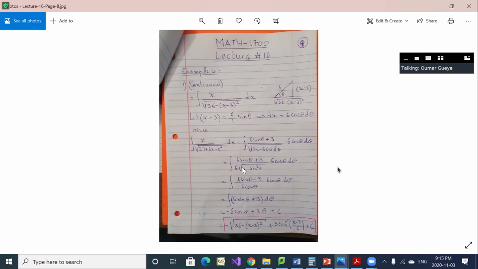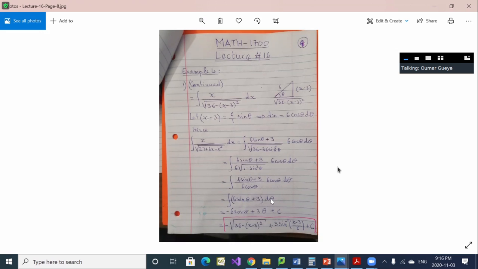And root of 1 minus sine squared, you know 1 minus sine squared is equal to cosine squared. And you will get here square root of cosine squared. That's why it becomes a cosine. And 6 cosine is simplified here. The integral becomes 6 sine of theta plus 3 d theta.